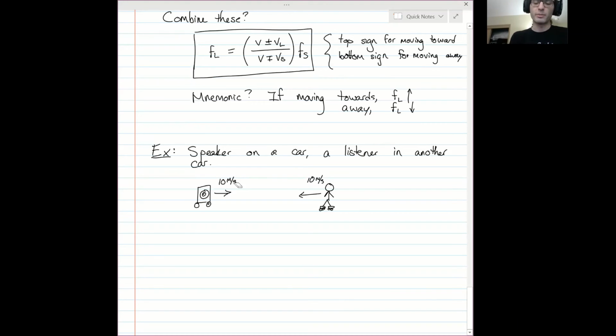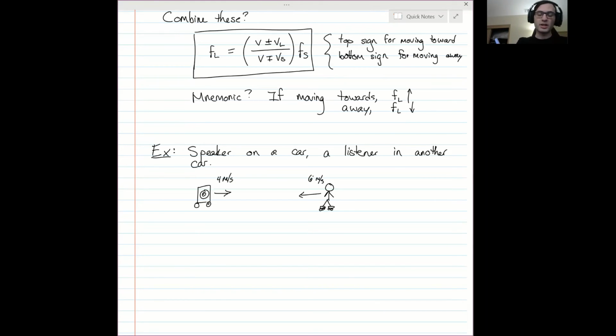Or actually, let's make it even easier. Let's do 4 meters per second here, and 6 meters per second here. Sorry, I'm trying to pick the numbers that make it easy. So they're net moving towards each other at 10 meters per second, but we do have to separate this. We have to say, how quickly are they moving relative to the air? That is important.